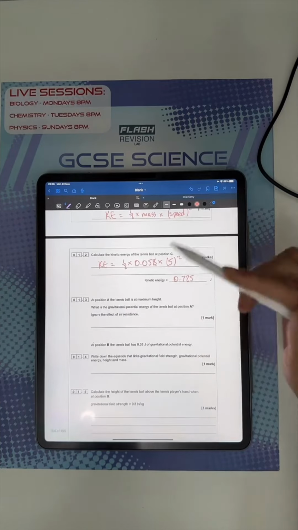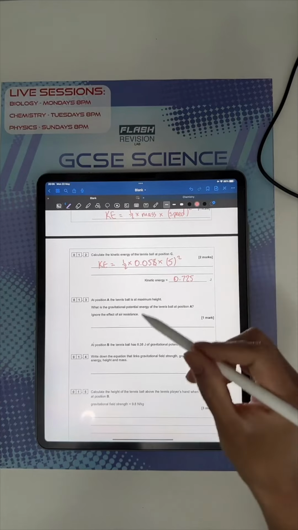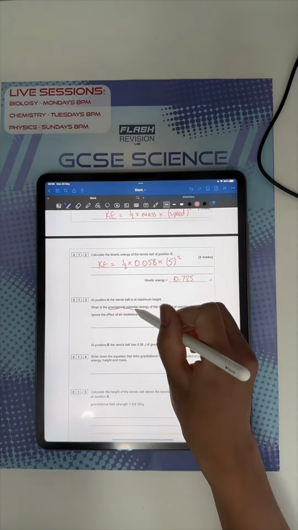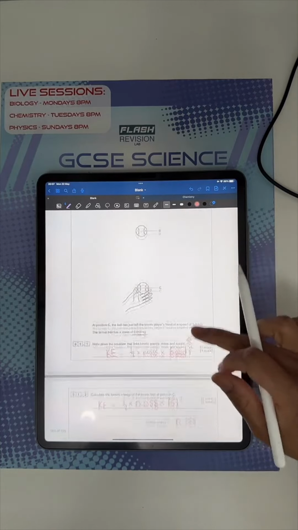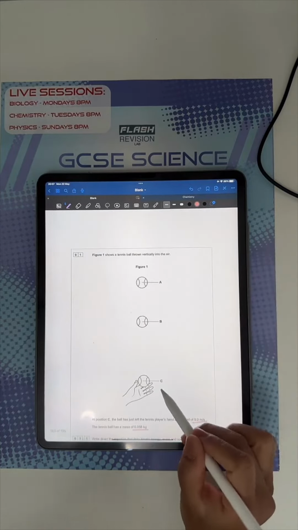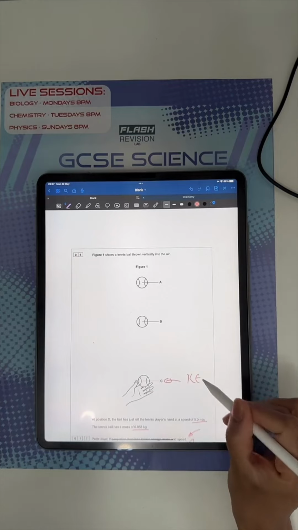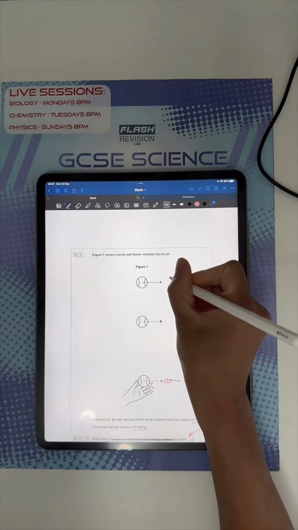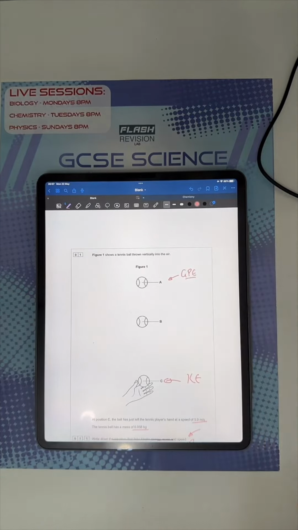At position A, the tennis ball is at a maximum height. What is the gravitational potential energy of the tennis ball? What do you guys think you need to do here? So at position A, look at the diagram. So we just calculated the kinetic energy at this point. The question's asking to find the GPE here, gravitational potential energy. What do you guys think you need to do here?